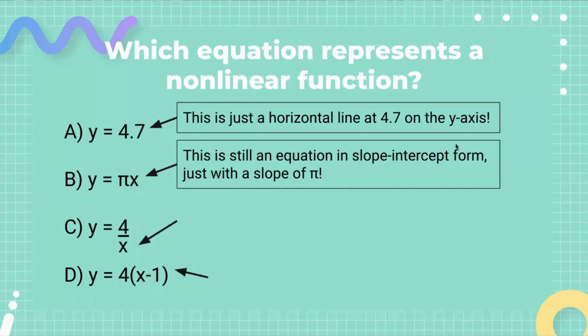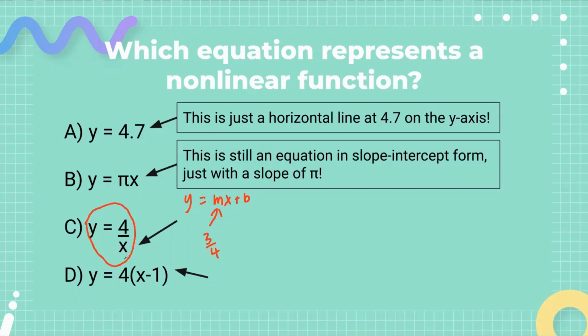For letter C, we have y equals 4 over x. Now remember, we're trying to look for equations in the form y equals mx plus b. This is how we're going to know that it is a linear equation. Now m can be a fraction, like 3/4, and this would just mean you're rising 3 units and then running 4 units to the right. However, notice that 3/4 is being multiplied by x. In our equation here, 4 is being divided by x.